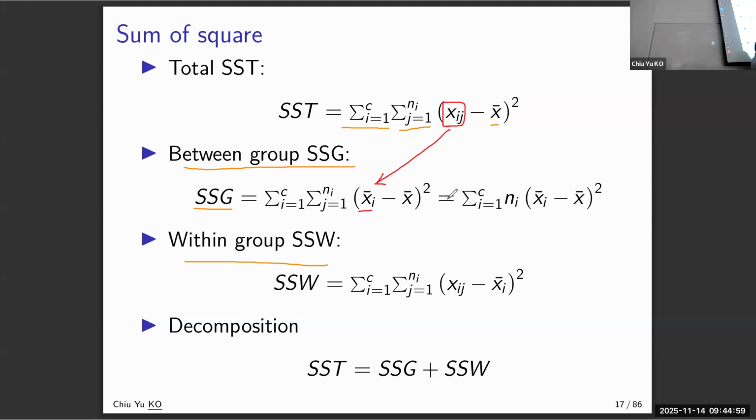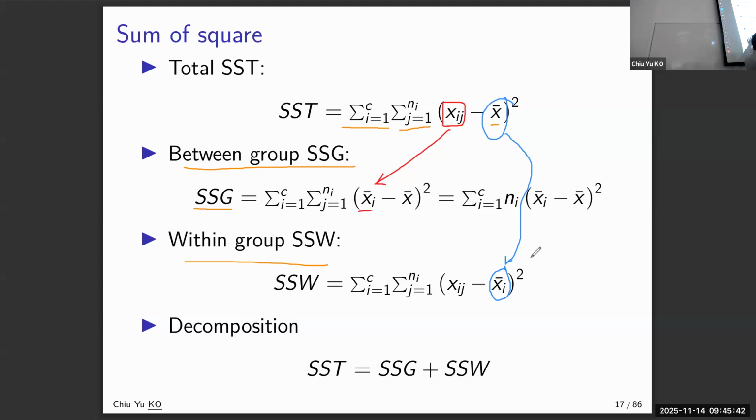The other one is called SSW. SSW is basically, you can check the formula, replacing the grand mean by the group mean, right? So basically you're just asking how you would calculate the variance. Forget about the summation. If you ask what's the variance in Hong Kong, you do the calculation, and what's the variance in Shanghai, and so on and so forth. So that would be the part.